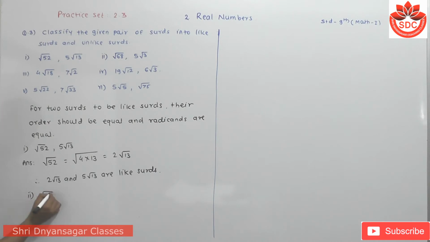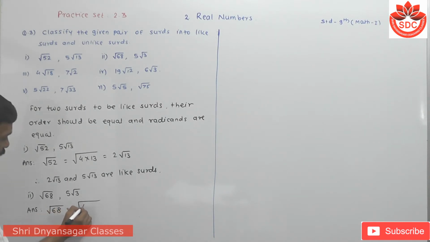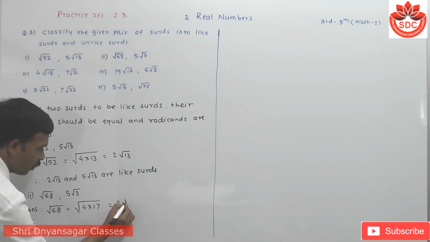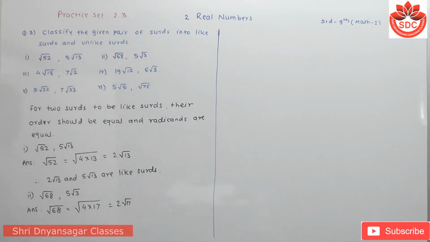Okay, we take the next one. The second one is root of 68 and 5 root of 3. Now student, I have to factorize this root of 68. 68 is the product of 4 into 17. We take the square root of this, means 2 root of 17. Student, look carefully. This is 2 root of 17 and here is 5 root of 3. Here the order is equal, but radicand is not equal. So it is not like surds, means they are unlike surds.